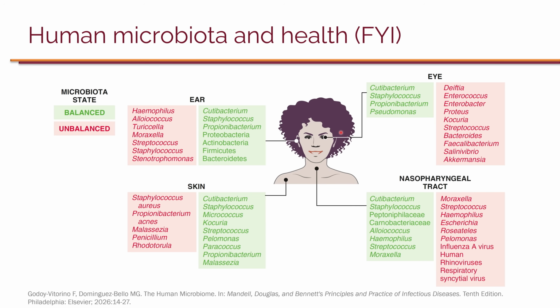So for example, you can think of pretty much different sites in the body, and you can have a balanced microbiome, and then you can have an unbalanced one where the microbiome is interrupted and other organisms have been growing in that area.